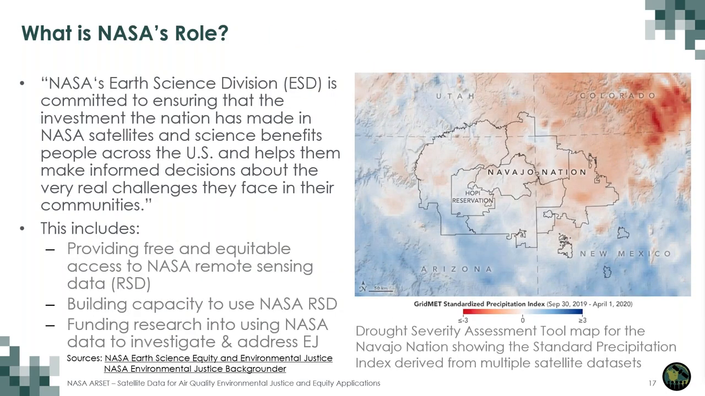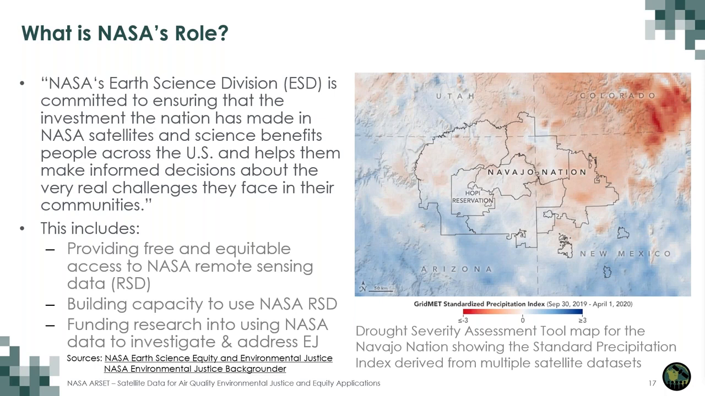NASA's main role here, which has been assigned to the Earth Science Division at NASA in particular, is to ensure that the investments made by the American people in NASA's satellites and all the infrastructure and science that go along with them are used to equitably benefit everyone across the U.S. and to help them make more informed decisions about the challenges they face in their communities.